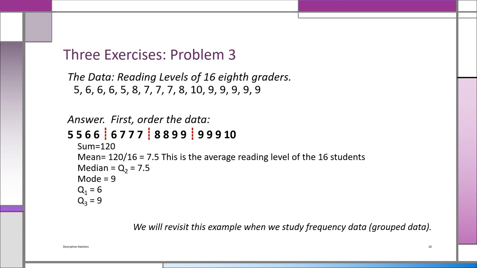The median, again, N is even, 16. It's the average of the two middle values of 7 and 8. 7.5 is the median, which, by the way, is also Q2. For the approximation of Q1 and Q3, we take the 8 numbers below the median and take the average of the two middles, 6 and 6. So 6 is approximately Q1. Take the 8 numbers above the median, starting with 8 going to 10. Again, you see the broken red line. So the Q3 approximation is 9. The mode is the value that showed up most often, and that was a 9.